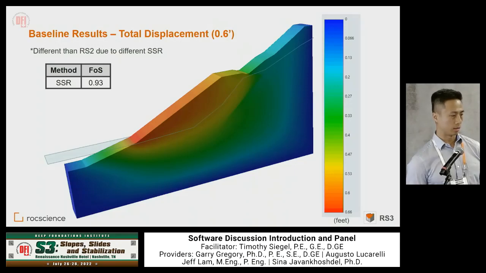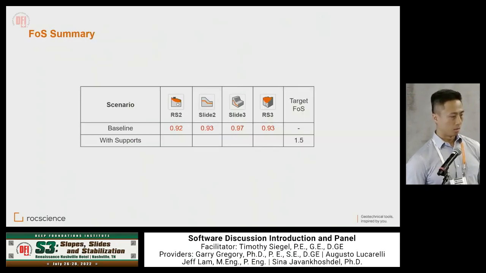And you'll notice if you compare the 3D displacement and the 2D displacement, there is some difference. And that difference is mainly just due to the different SSR number that we have there. So if you notice that in your analysis and you want the deformation to match up, you have to make sure you're using the same SSR. So our baseline results prior to putting in the supports are all under 1. And Stina will show you how we got to the target factor of safety of 1.5.